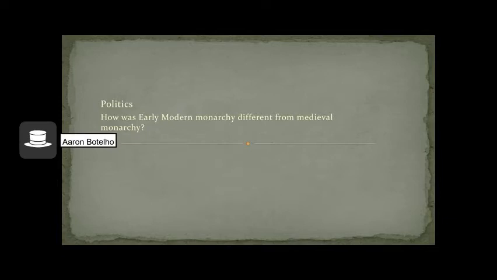Welcome back, everybody. Today we're going to be looking at the politics of the early modern era. And the question we're going to be taking up is, how was early modern monarchy different from medieval monarchy? So write down that question and be prepared to answer it in our discussion forum.